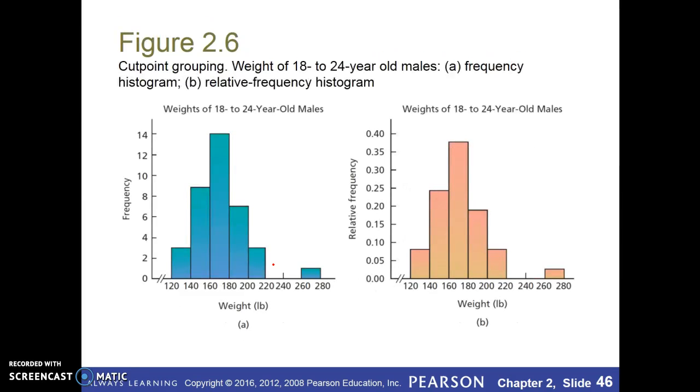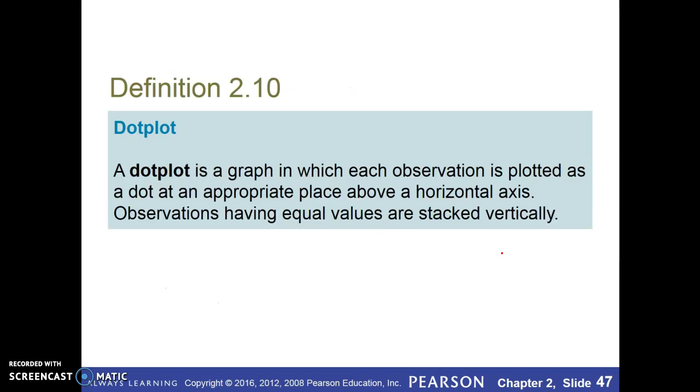And then this final one is cut point grouping. I don't have one for my grades, but here is one for the weight of 18 to 24-year-old males. Males that weigh between 120 and 140, there are 3 of them in this survey. 140 to 160, looks like there were 9 of them, and so on. And here's a relative frequency of what that looks like. So those are examples of histograms.